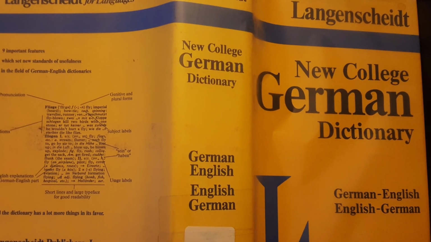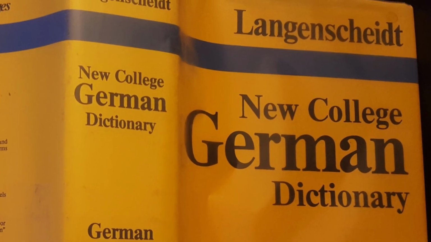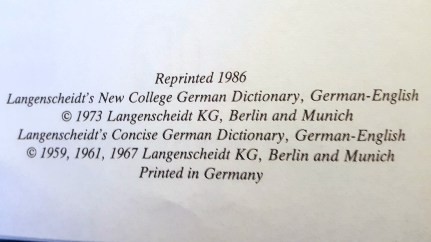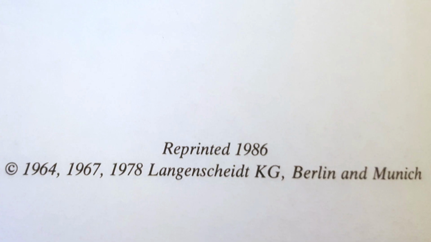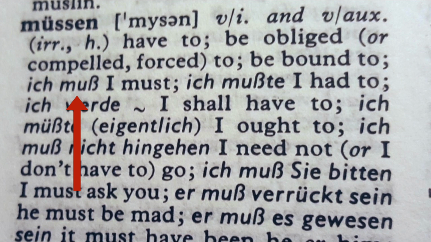So let's take a look at the Langenscheidt dictionary that I borrowed from our high school's library. Within its first few pages, you'll notice that there's a page that has a list of dates. One of these dates is the most recent reprint of that book. In this case, it was reprinted in 1986, which means that this dictionary is 10 years older than the spelling reform of 1996. For example, whenever I look up the modal auxiliary müssen, it ends up showing the ich form as ich muß, spelled with an SZ, instead of ich muss, spelled with two S's.